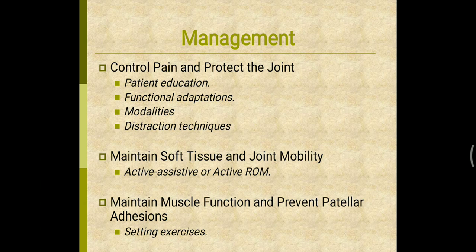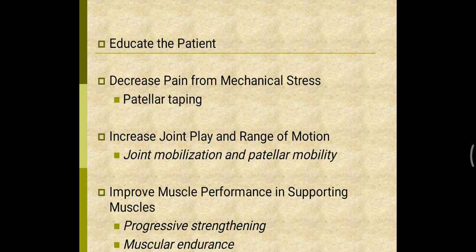The second goal was to maintain soft tissue and joint mobility. For that we will perform active, active assisted or passive range of motion. Then maintain muscle function and prevent patellar adhesion. Educate the patient, and decrease pain from mechanical stress. Patellar taping can also be performed. Increase joint play and range of motion. We will enhance this by joint mobilization and patellar mobility activity.